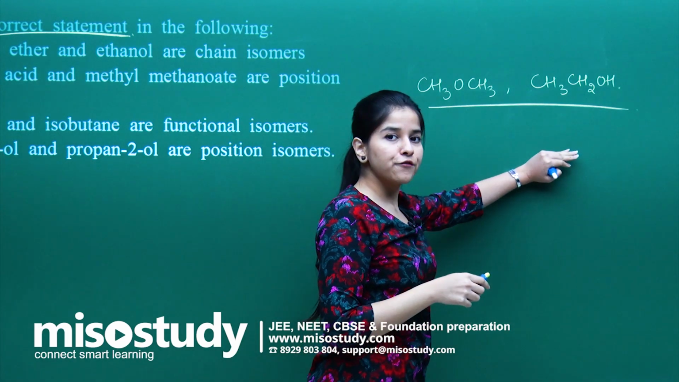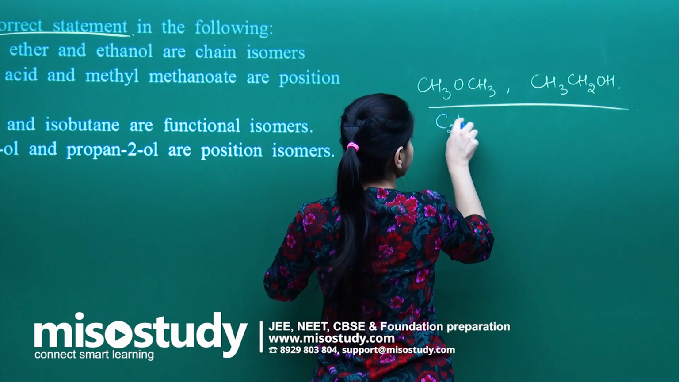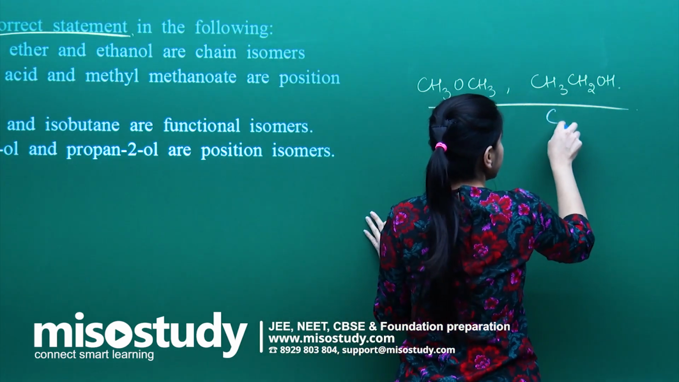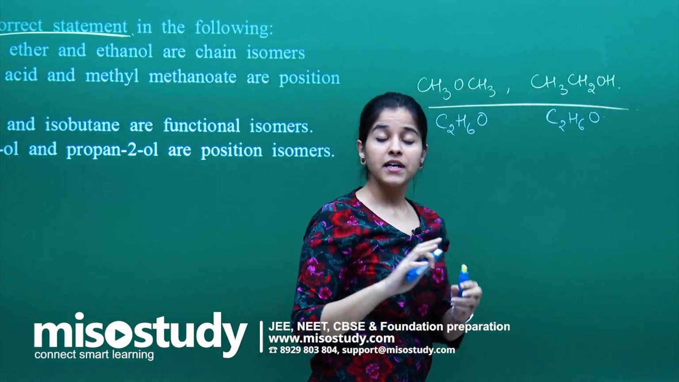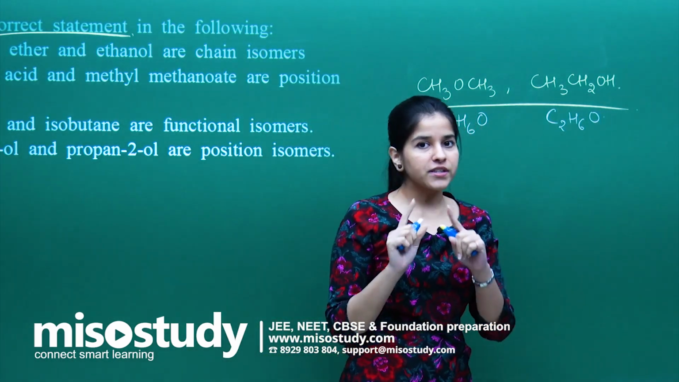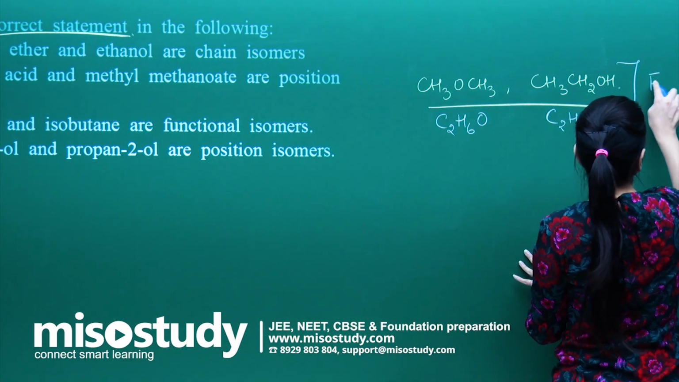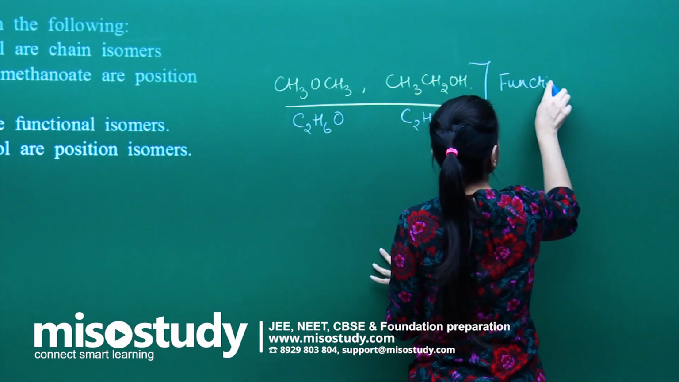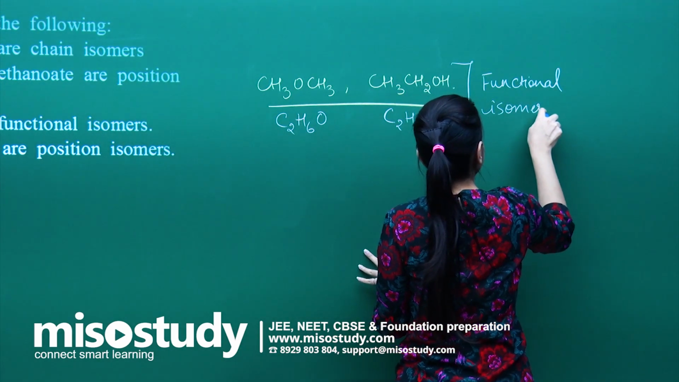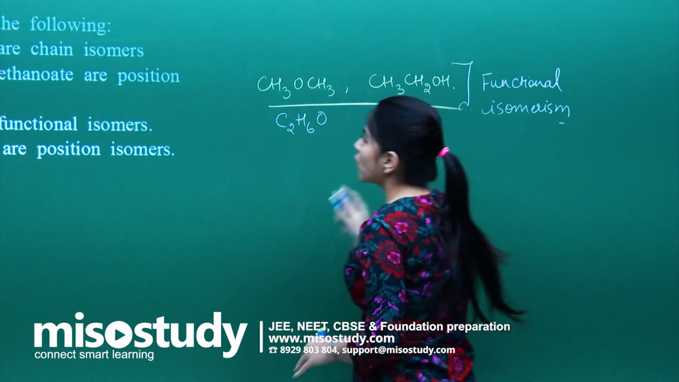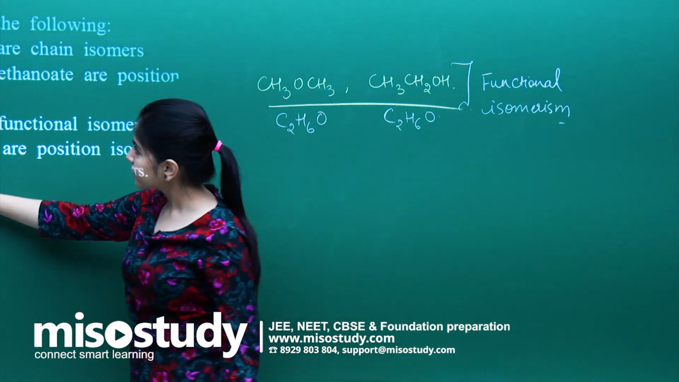So over here, if you see, the molecular formula is same. It is C2H6O, C2H6O. But what is the difference over here? The type of functional group. So this is not chain isomer but functional isomerism. I hope you all are able to recall the definitions for each and every type of isomerism.